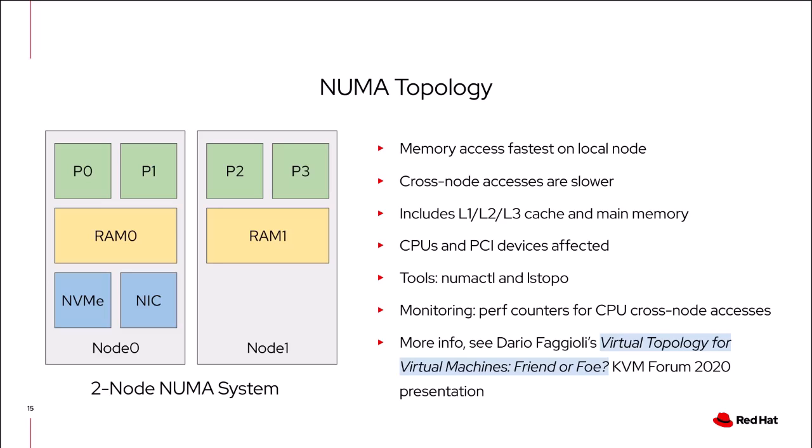So the tools that you can use to investigate this are NUMA CTL and LSTopo, and then you can get an overview of the topology of your machine. There are also performance counters that you can use if you suspect your application might be making cross-NUMA node memory accesses and so on. For more information, check out this talk that Dario is giving at KVM Forum this year about topology and NUMA.